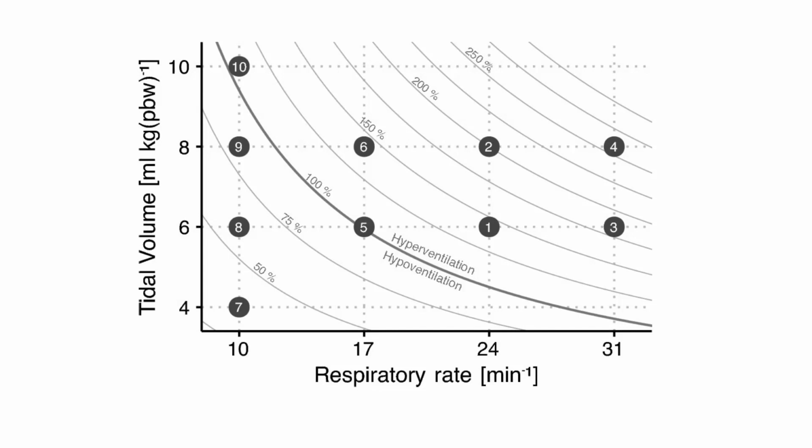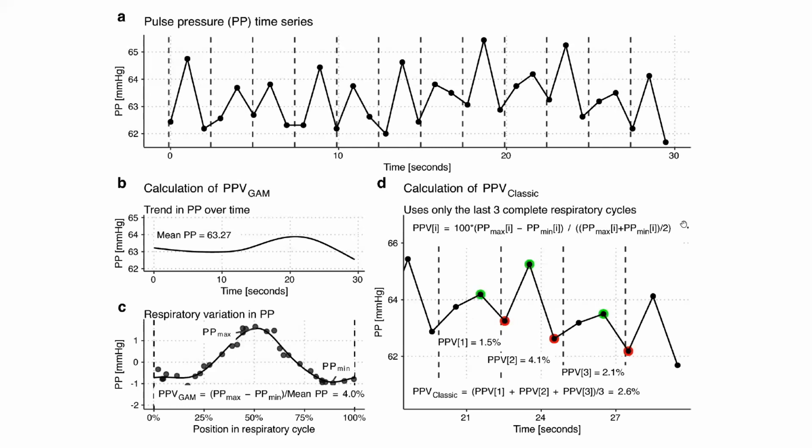So we applied these 10 different ventilator settings and applied each for 30 seconds while we recorded the arterial pressure and used this to calculate pulse pressure variation for each setting. So for each of these settings, we calculated pulse pressure variations with two different methods.